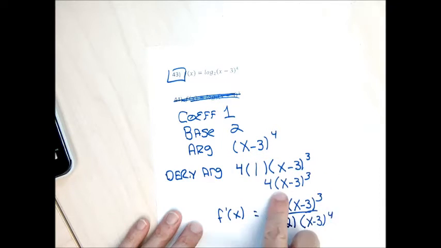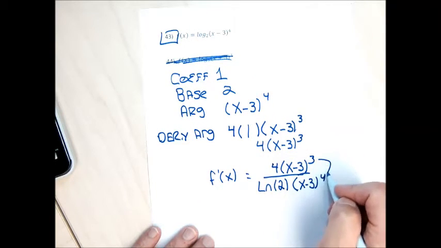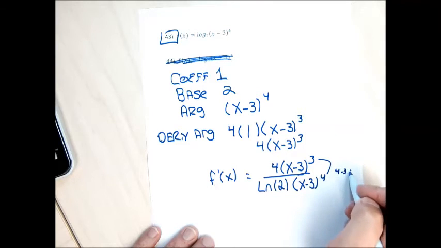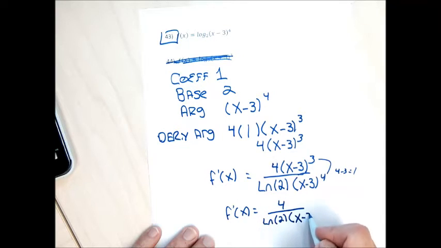I can't cancel a natural log with a 4. So the 4 and the natural log of 2 will just hang out. And for these pieces with the parentheses, I'm going to subtract the exponents and get x minus 3 to the first power in the denominator. So when you have common factors, you subtract the exponents, and you leave the factor where the larger exponent is.